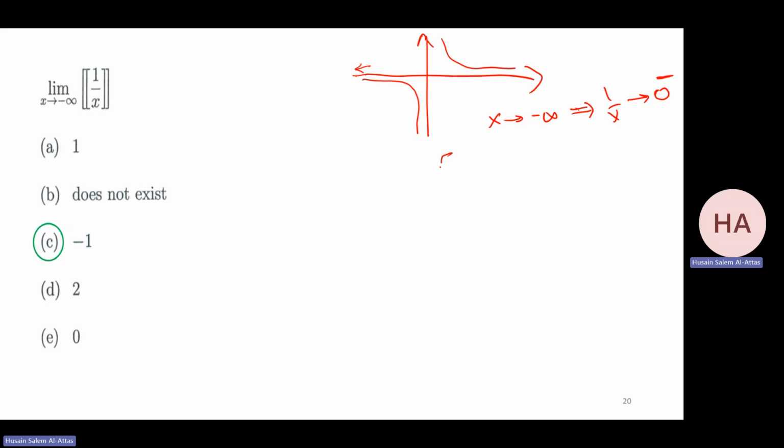That means what? When you take the greatest integer of a value approaching 0 from the left, like minus 0.0001, what will be the greatest integer of this? It will be minus 1. So this will be minus 1. That will be the answer.